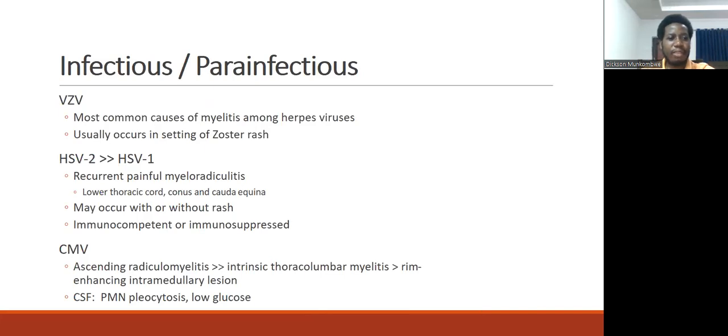Then in terms of the viruses, VZV is the most common cause of myelitis among the herpes viruses. It usually occurs in the setting of a zoster rash and also tends to occur more in the immunocompromised host. HSV2 is more common than HSV1, and usually the picture here is of a recurrent painful myeloradiculitis, mostly of the lower thoracic cord, conus or cauda equina. It may occur with or without the rash, and can affect both the immunocompetent and the immunocompromised, immunosuppressed host. CMV tends to present with an ascending radiculomyelitis, intrinsic thoracolumbar myelitis, or a rim-enhancing intramedullary lesion can be seen on imaging.